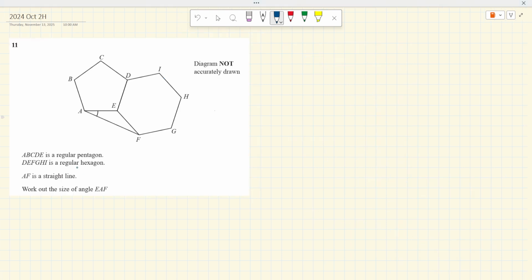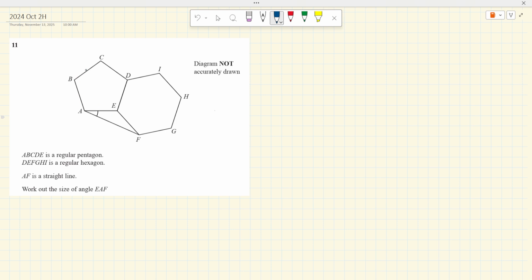Question number 2. ABCDE is a regular pentagon. DEFGHI is a regular hexagon. AF is a straight line. Work out the size of the angle EAF. EAF. That means this angle.